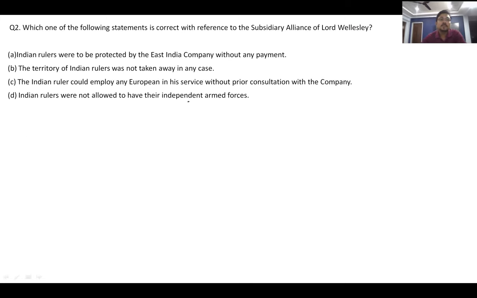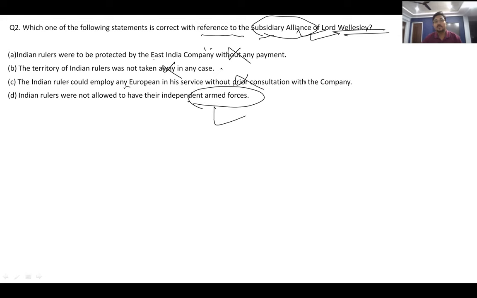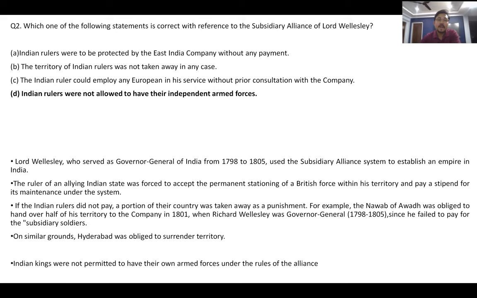Next, which of the following statements is correct in reference to the subsidiary alliance of Lord Wellesley? The options: Indian rulers were to be protected by the East India Company without any payment. The territory of Indian rulers was not taken away in any case. The Indian ruler could employ any European in his service without prior consultation with the company. And D says Indian rulers were not allowed to have their independent armed forces, which is considered to be the right answer.